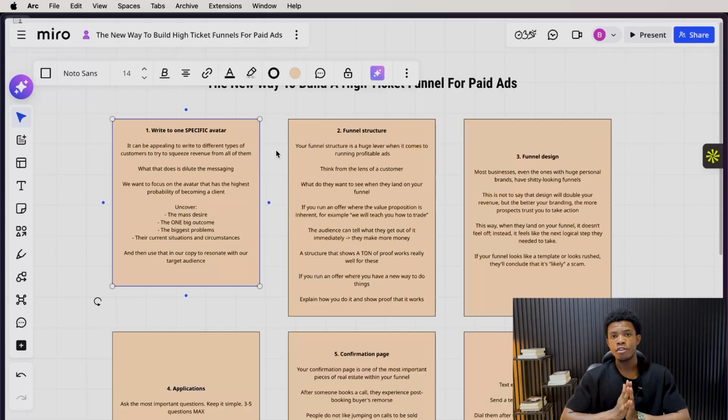The next is going to be your funnel design. Now, a lot of businesses, even the ones with huge personal brands, I've seen a lot of them, they have shitty funnels. And this is not to say that your design is going to double or triple your revenue. No, but the better your branding is, the more your prospects trust, right? Because this way, when they land on your funnel, it doesn't feel off. It actually feels like the next logical step that they need to take.